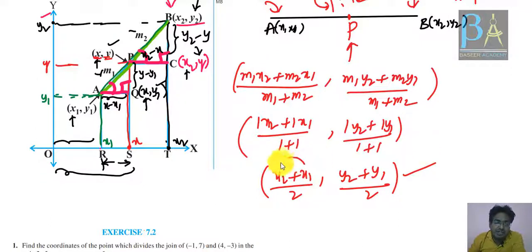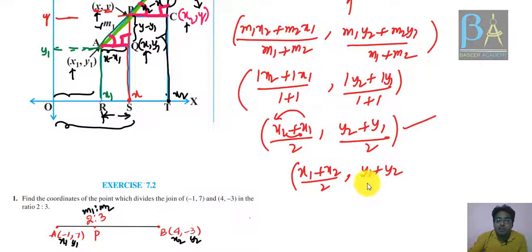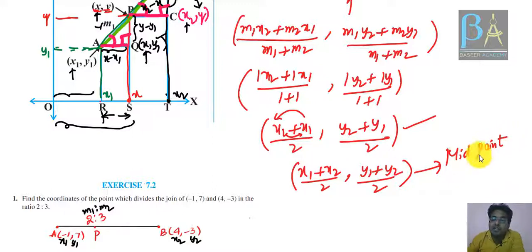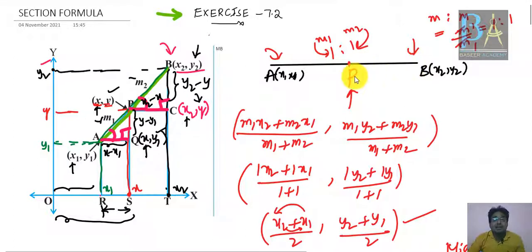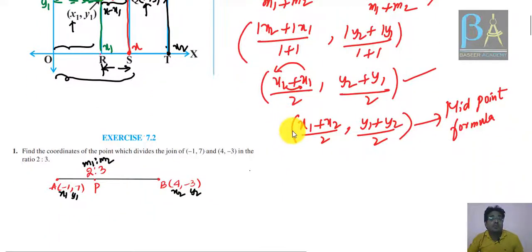You can actually interchange this. You can write x1 first, and then you can write x2 as the second term. You can rearrange the terms. So (x1 + x2)/2, (y1 + y2)/2 is known as the midpoint formula. So if the point P, which is dividing the line segment AB, lies exactly in between the points A and B, it divides the line segment AB in the ratio 1:1. And in the section formula, if you replace m1 with 1 and m2 with 1, you end up getting the midpoint formula as (x1 + x2)/2, (y1 + y2)/2.